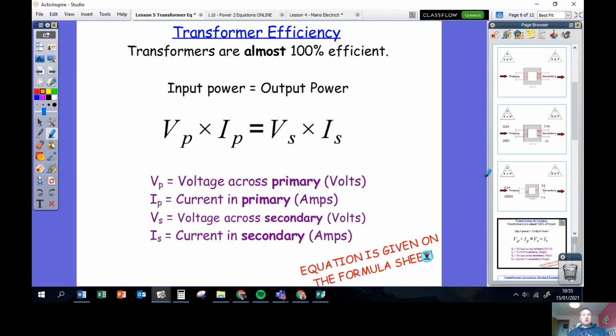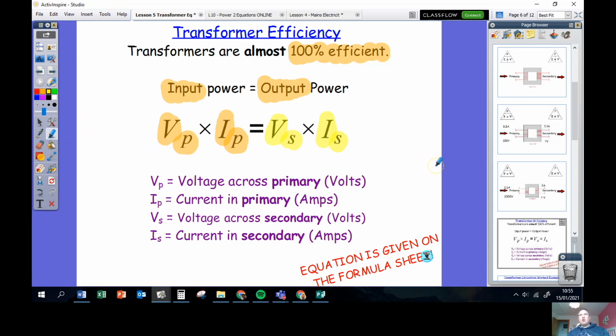And that gives us our transformer equation. Because transformers are nearly 100% efficient, the input power should always equal the output power. In other words, the voltage times the current on the primary side, that's what the little letter P stands for, should equal the voltage times the current on the secondary side. That's what the little S stands for.